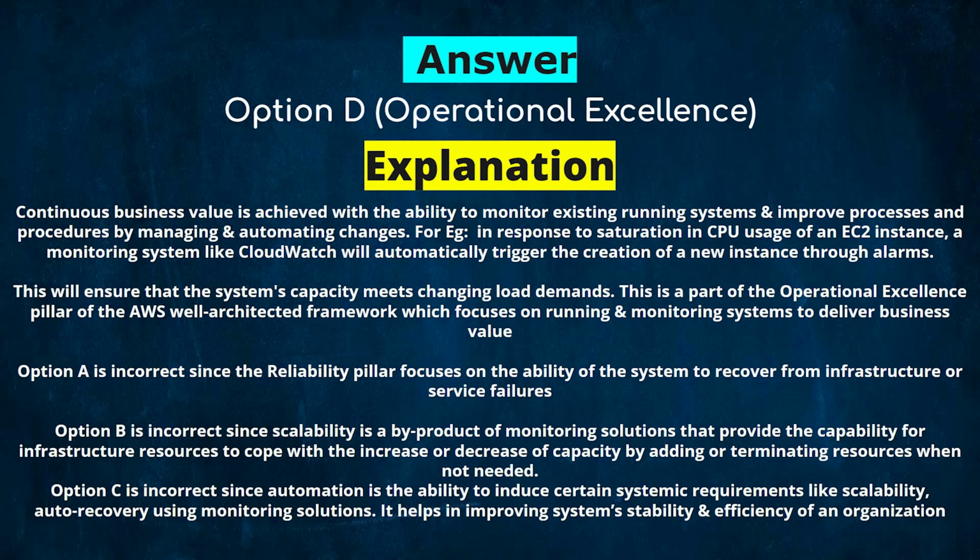Option A is incorrect, since the reliability pillar focuses on the ability of the system to recover from infrastructure or service failures. Option B is incorrect, since scalability is a byproduct of monitoring solutions that provide the capability for infrastructure resources to cope with the increase or decrease of capacity by adding or terminating resources when not needed. Option C is incorrect, since automation is the ability to induce certain systematic requirements like scalability and auto-recovery using monitoring solutions. It helps in improving systems stability and efficiency of an organization.